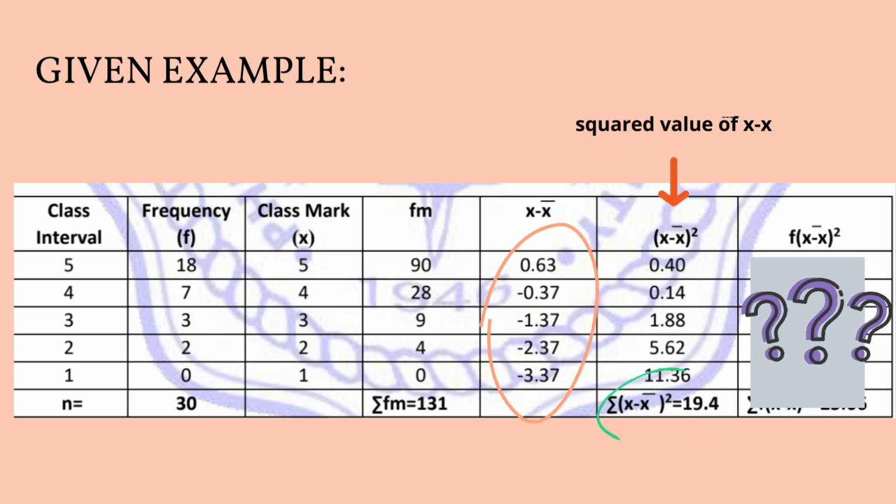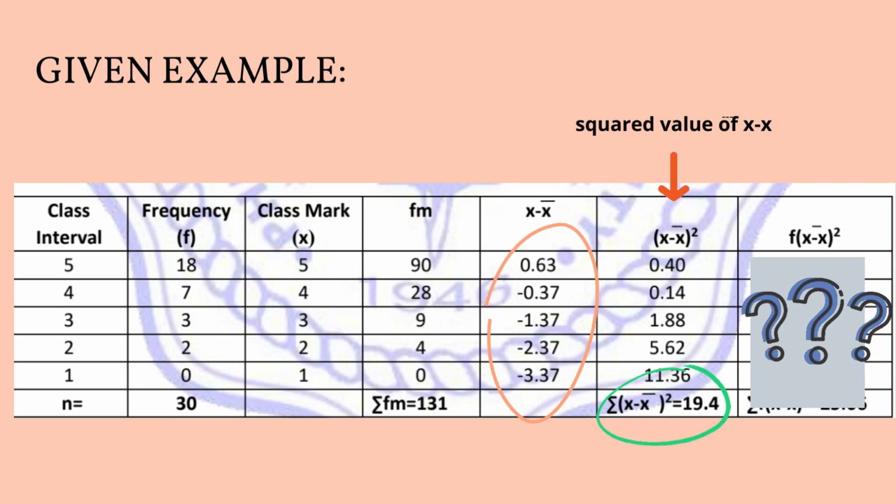So, ito naman yung squared value of x. Ayan. And sample mean. Squared value of class mark and sample mean. So, hindi ko lang nailagay yung dash. So, as we can see, square lang natin yung may circle na orange. Yan. Squared lang natin yan. Ibig sabihin, i-multiply natin sila sa sarili nila. So, 0.63 times 0.63 is 0.40. Negative 0.37 times negative 0.37 is 0.14. And negative 1.37 times itself, 1.88.